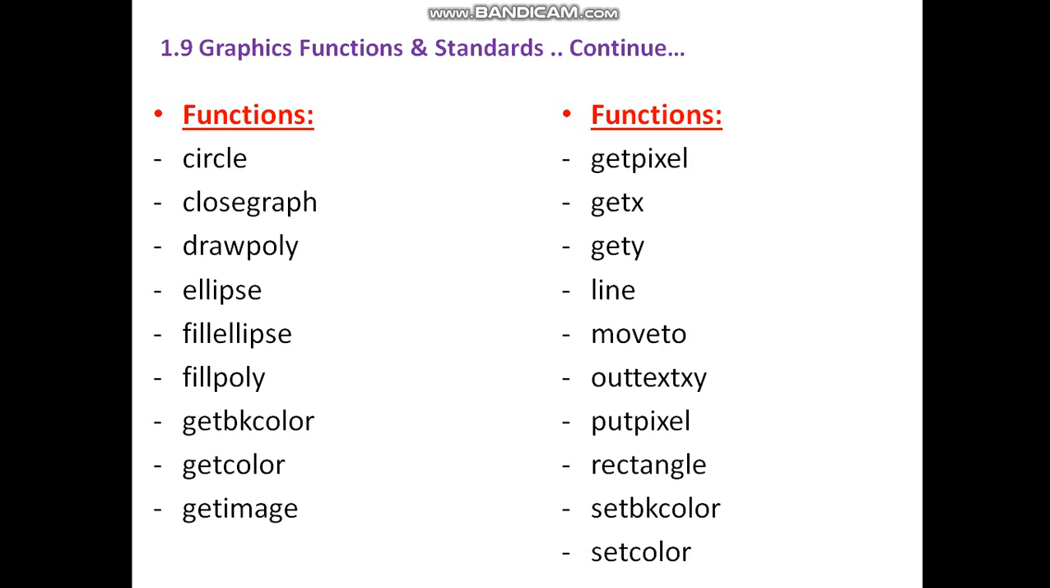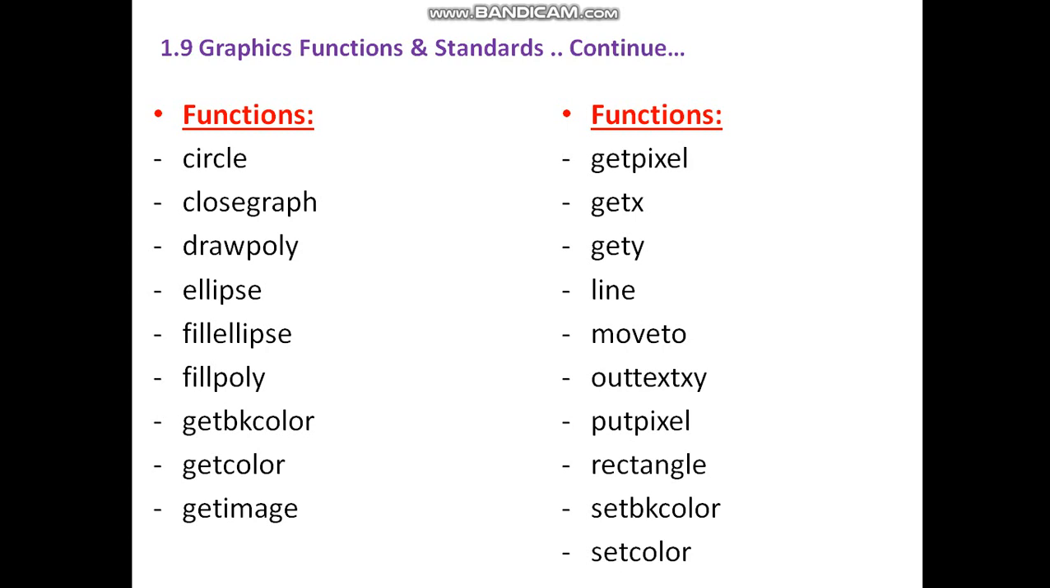Then next one is getbkcolor. This function getbkcolor returns the current background color, and the syntax is int getbkcolor. Then next one is getcolor. The getcolor function returns the current drawing color, and the syntax is int getcolor.